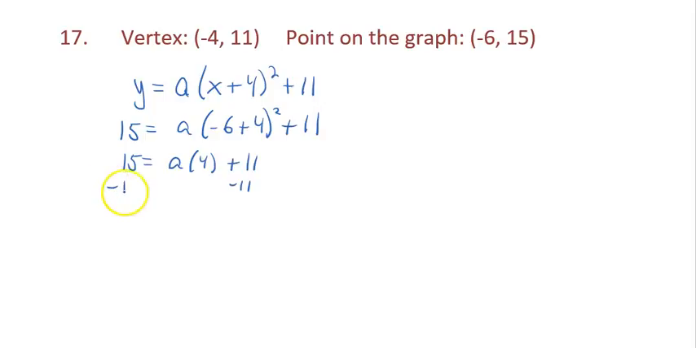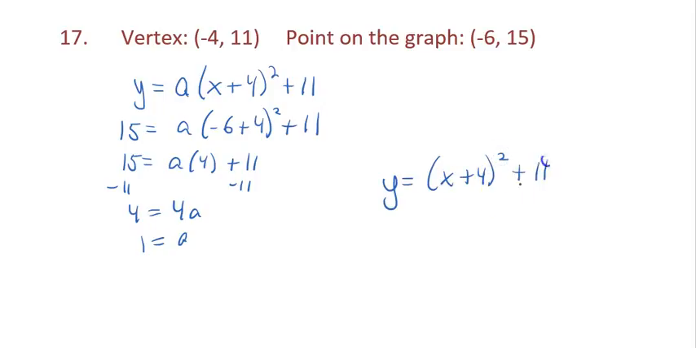So I'm going to get 4 equals 4a. And then if I divide by 4, a is 1. In this case, a is 1. We don't normally write a 1 in front of the parentheses. So I'm just going to write my equation as y equals x plus 4 squared plus 11. And that's going to give me that equation.